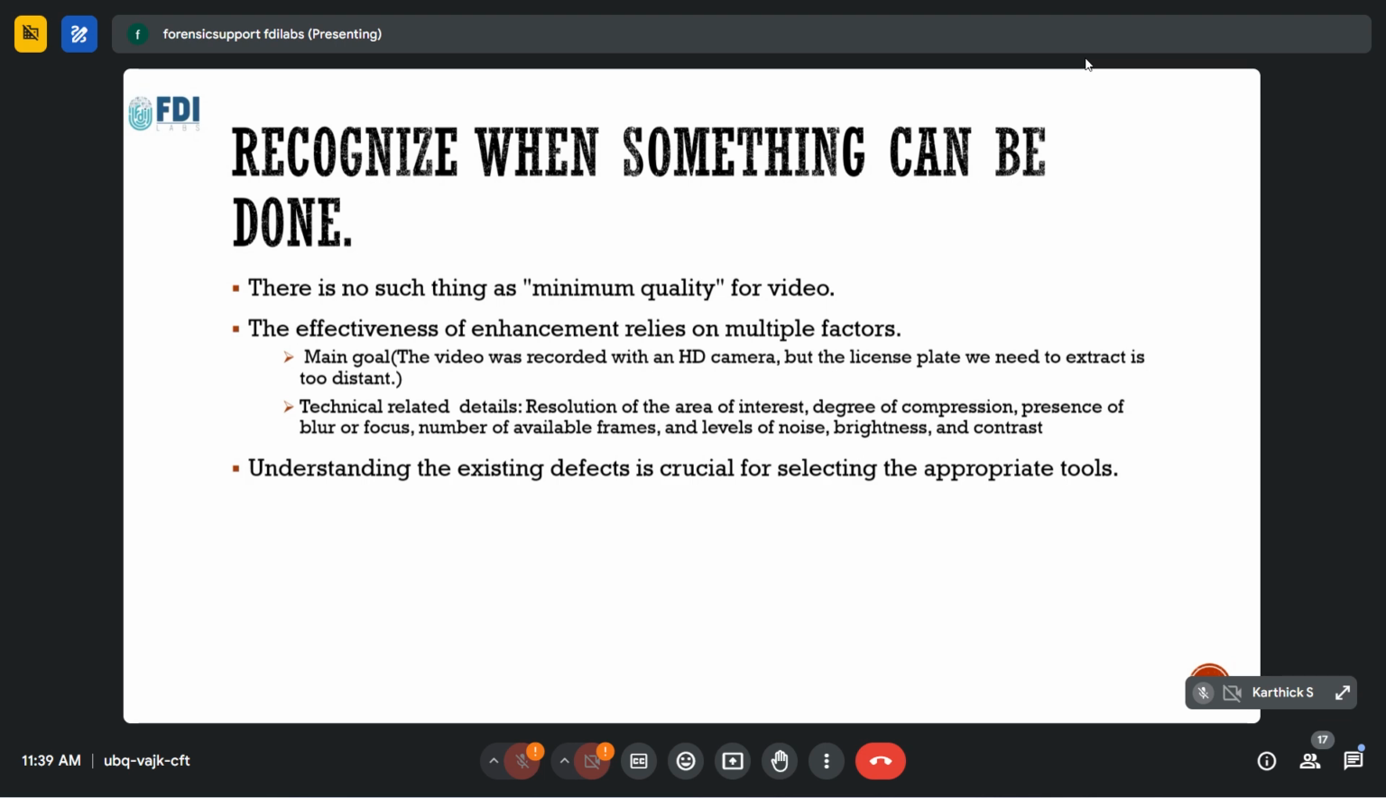Coming to the subject: resolution of the area of interest, degree of compression, presence of blur or focus, number of available frames, and the level of noise, brightness, contrast. So these are the technical concepts of enhancement, what we do during the enhancement procedure, and also understanding the existing defects is crucial for selecting the appropriate tools.